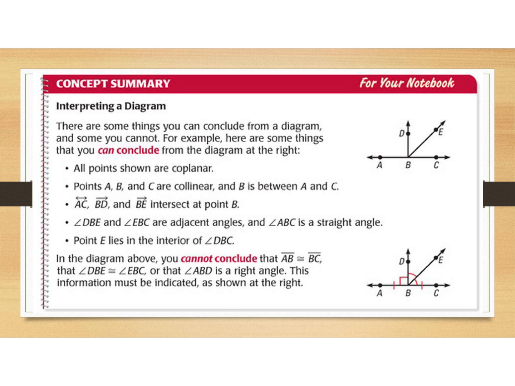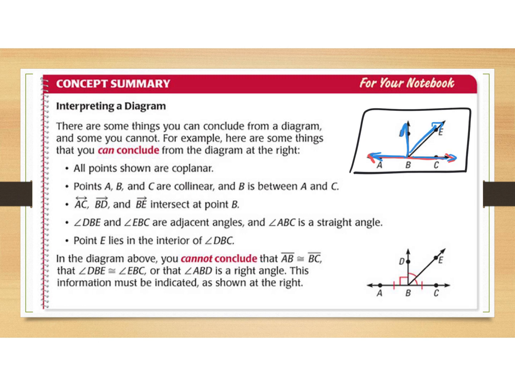So the next slide is just a little summary of how you can interpret a diagram or a picture that's given to you. And it's telling you what you can conclude or what you can assume and what you can't. So in this picture, we can tell from the picture that all of these points are coplanar. We could also tell that this is going to be a straight line. And we could say that points A, B, and C are collinear. We could also say that these are all rays that intersect at point B.